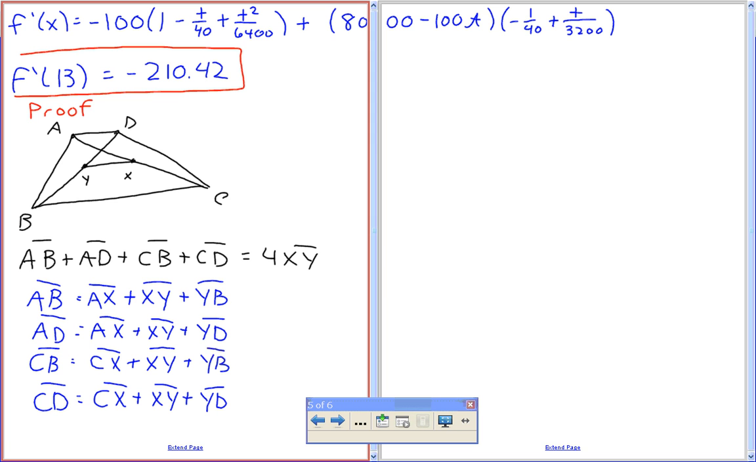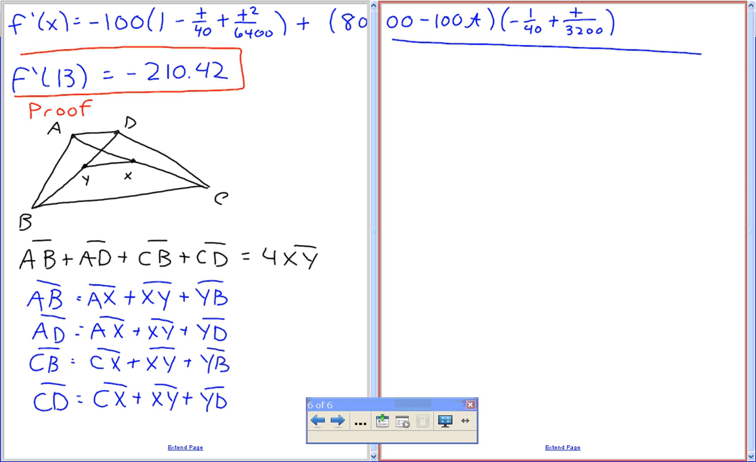So what Michael did and what other people did, I'm just embarrassing him because his was laid out just like this, and I'm like, wow, that's very clear. Okay? So he just added up everything together. He's going to say this is equal to 4xy plus 2ax plus 2cx plus 2yb plus 2yd. Okay. So I just added up everything together there.